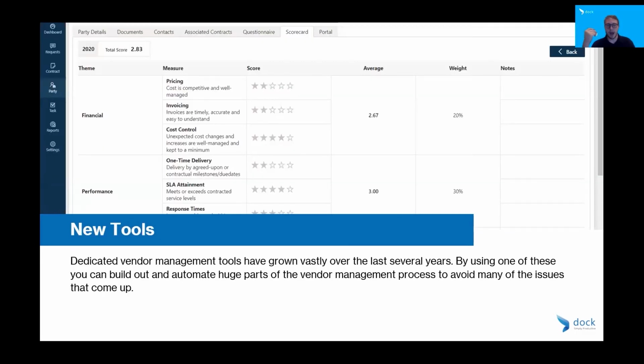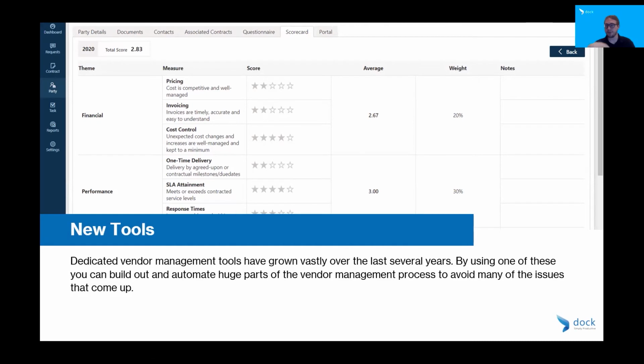So essentially, dedicated vendor management tools have evolved and grown vastly over the last several years. By using one of these, you can essentially build out and define and automate your entire vendor management process within there. So instead of having to have that written out document, having to take time to write everything down and break everything out, well, I'd still recommend doing that on a macro scale, but you don't have to do it on a micro scale if you have the system, because the system takes over and does everything for you.